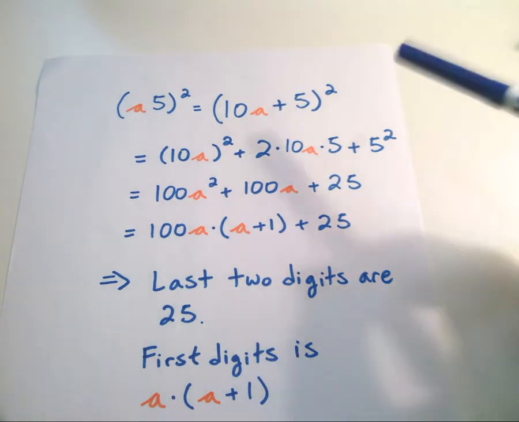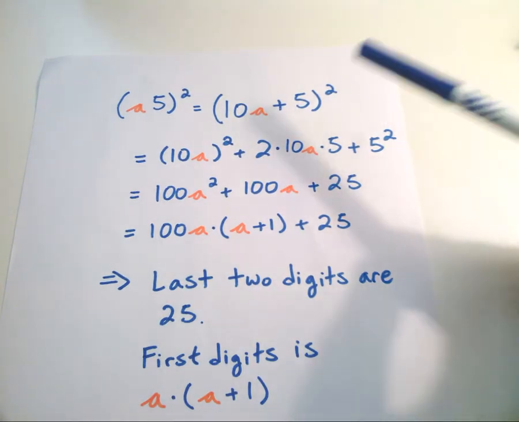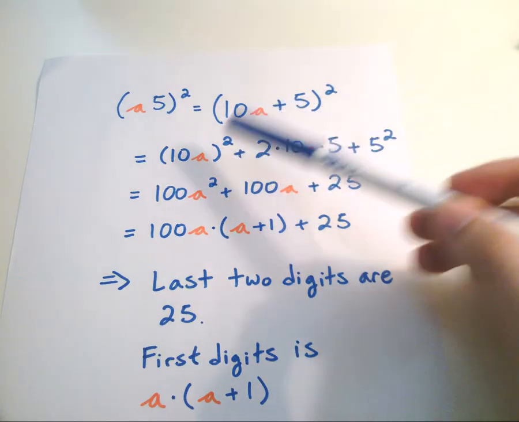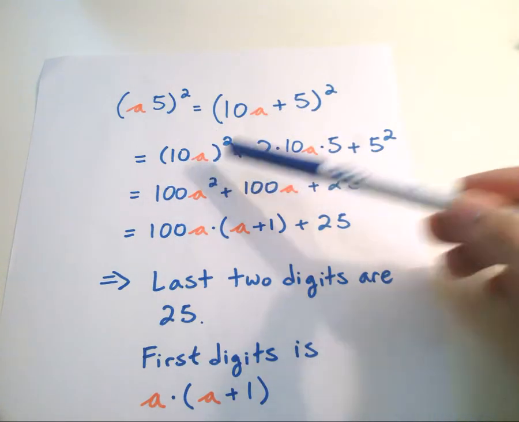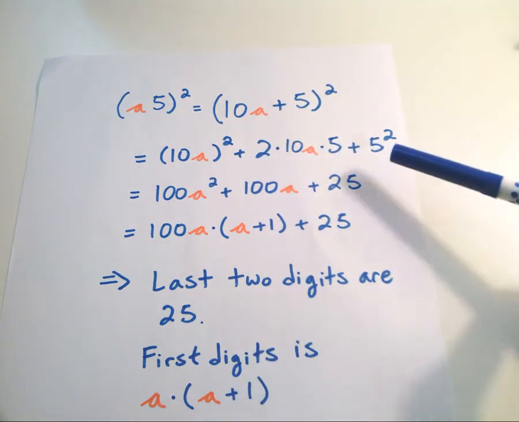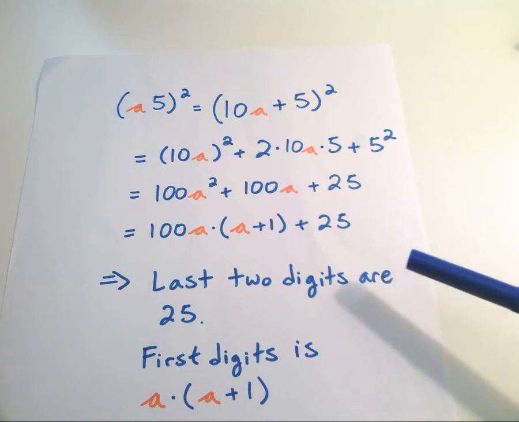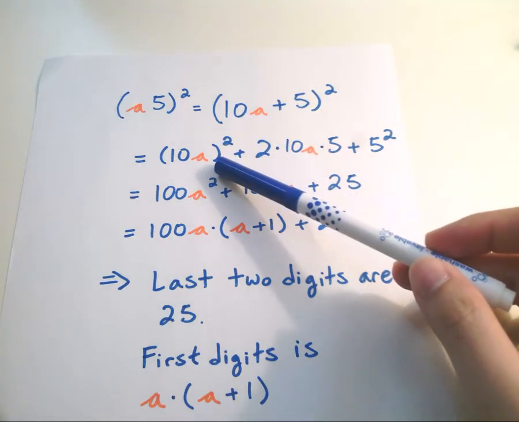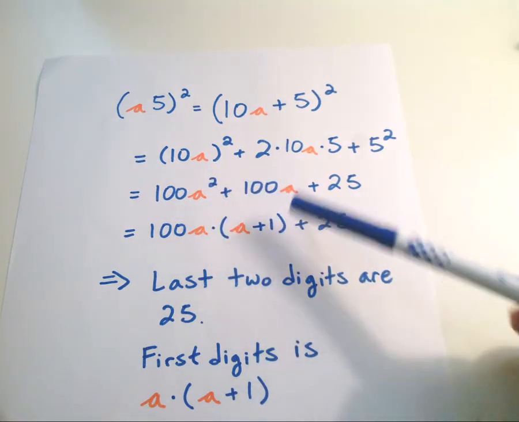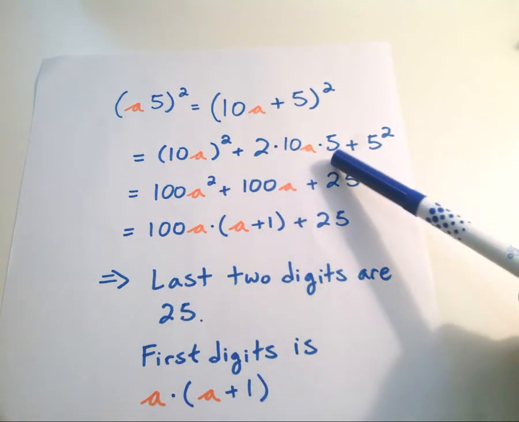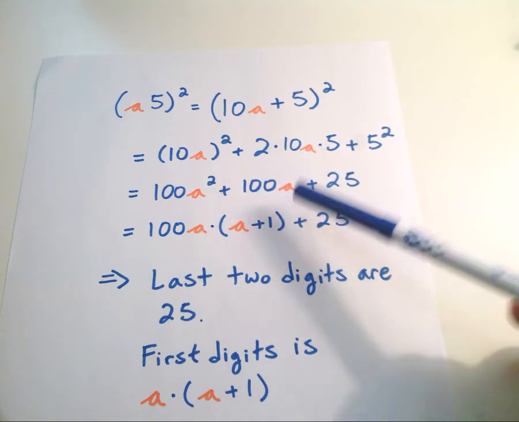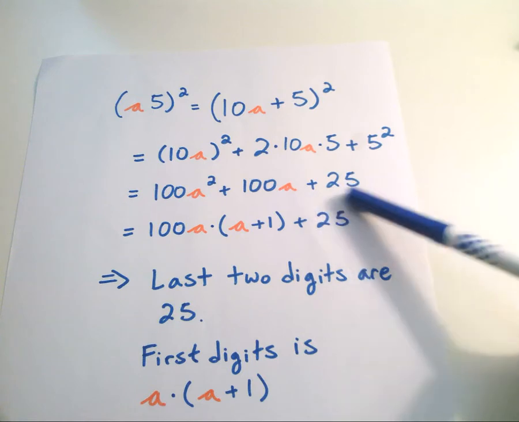So here we have 10a plus 5 squared, and we are expanding it. So we have 10a whole thing squared plus 2 times 10a times 5 plus 5 squared. Simplifying this expression, we can note that 10a squared is equal to 100a squared, and 2 times 10 times 5 is 100, so this term becomes 100a, and 5 squared is 25.